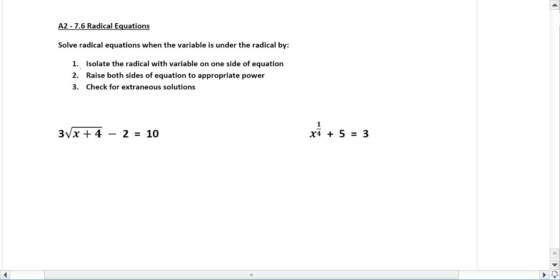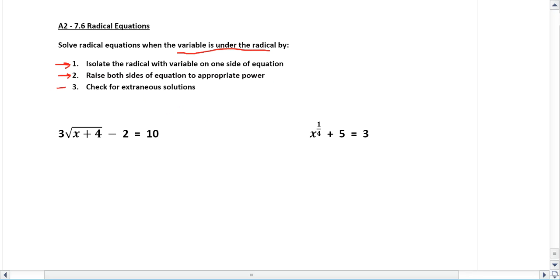There are three different types we have to look at. The first type is when the variable is under the square root or cube root. The first step is to isolate that root. Get the square root or cube root alone on one side of the equation. Then, to get rid of it, we raise both sides of the equation to the appropriate power. If it's a cube root, we will cube both sides. If it's the fourth root, we'll take both sides to the fourth power, and so on.